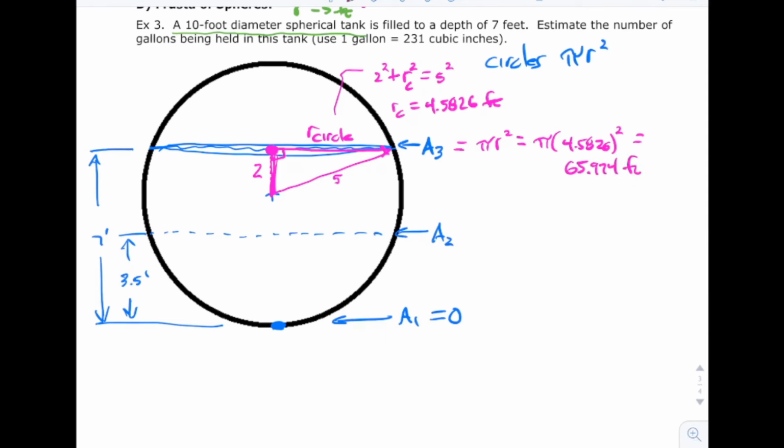These would be square feet, because I'm using feet dimensions, right? Yeah, and just hang on to that. That's my A sub 3: 65.974 square feet.